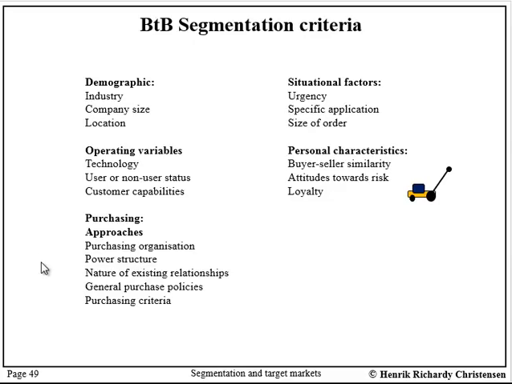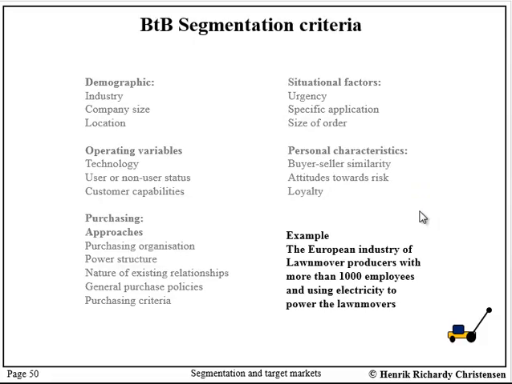So all of these criteria, as you can see, industry, company size, location, technology, user or non-user status, can on an individual basis be used to segment the market for a lawn mower regarding the business-to-business market. So one example could be the European industry of lawn mower producers with more than 1,000 employees and using electricity to power the lawn mowers. That could be one example of a segment, and it could also be an example of a target group in the end.